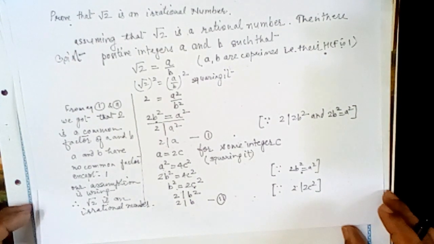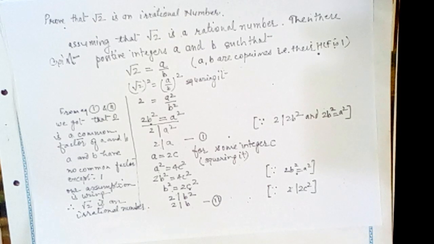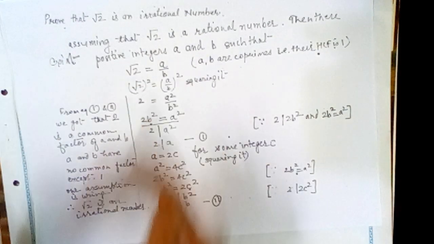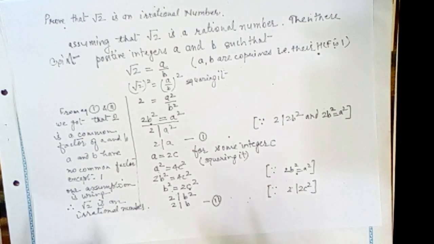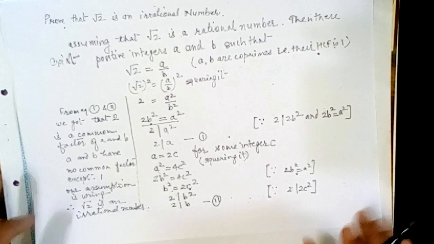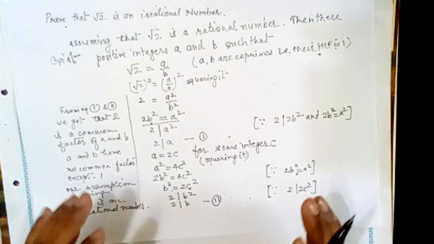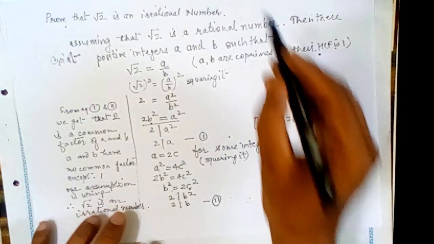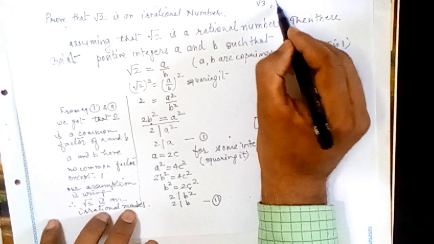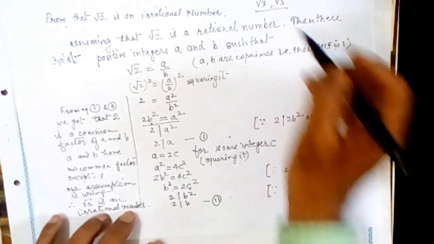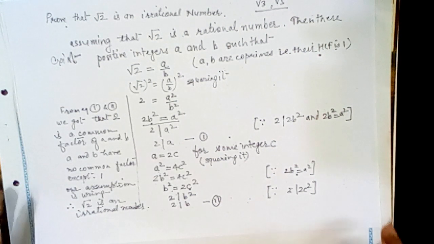This way we can go. If root 2 is given to you, or root 3 or root 5, we can go in this way. Whatever root type of questions are given to you, we can go with this.